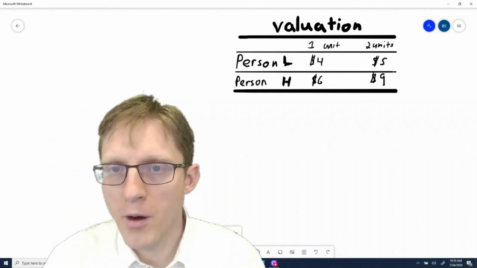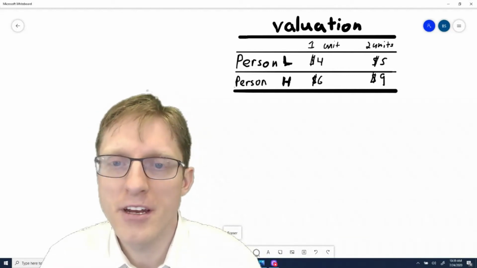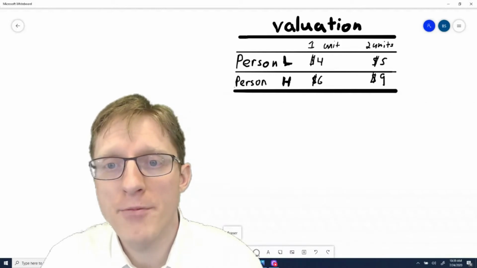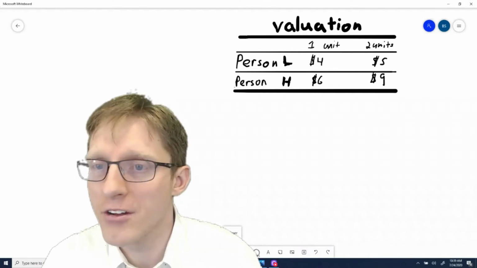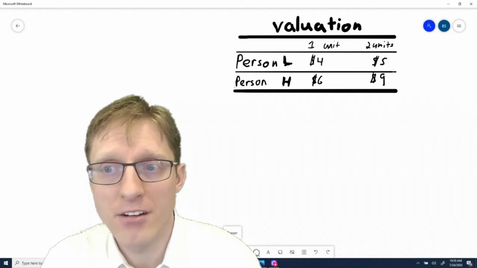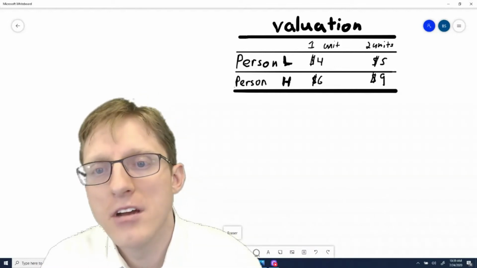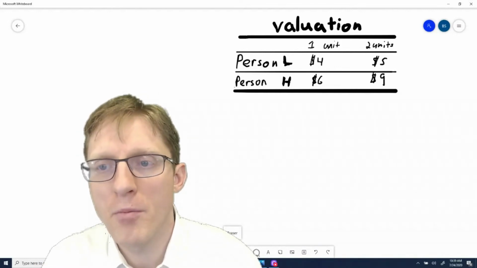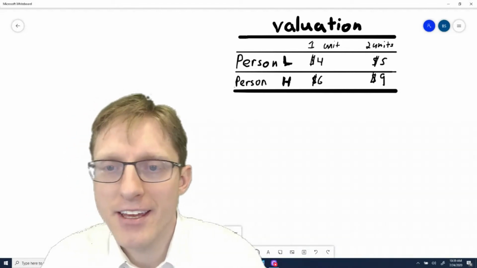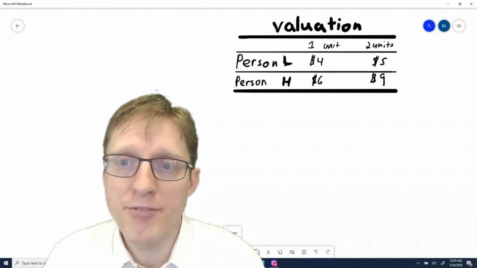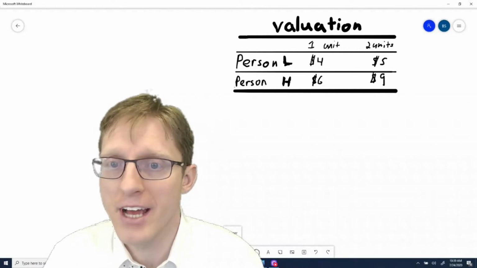Okay, so suppose the valuations for the two different types of consumers, let's just say there's two consumers in this market, are given as follows. There's a low type valuation person who values one unit of the good, say the small box of cereal, at $4, and 2 units of the good at $5. Let's say the big box of cereal has twice the quantity of cereal as the small box. Okay, so they'll pay $4 for this small box of cereal or $5 for the large box of cereal. Suppose that person H is a high valuation type who values 1 unit, or the small box of cereal, at $6 and 2 units, or the big box of cereal, at $9.